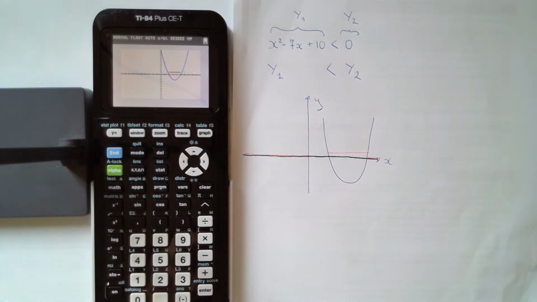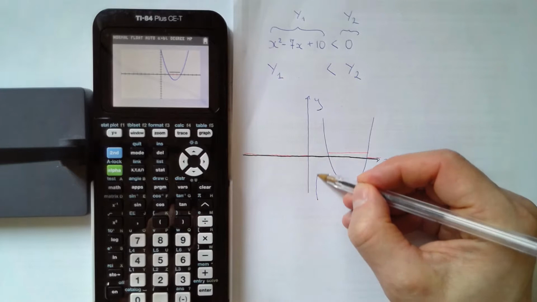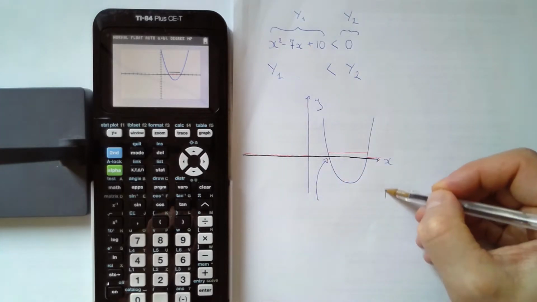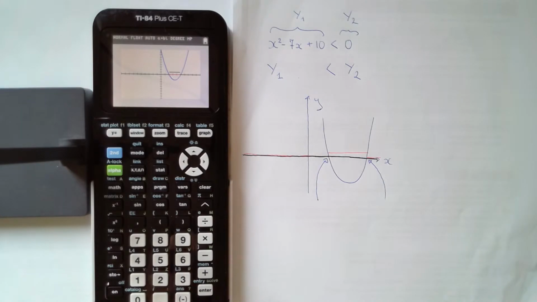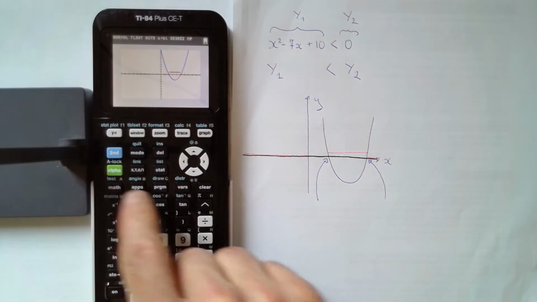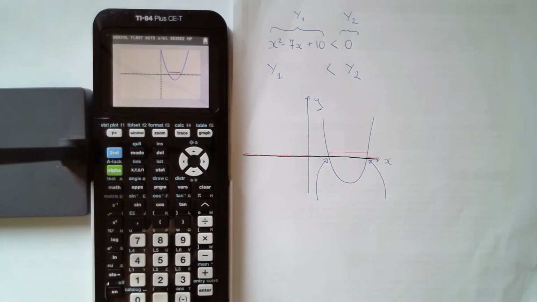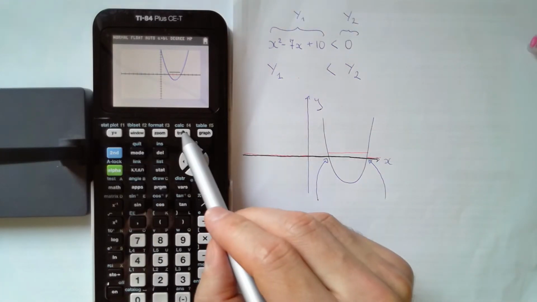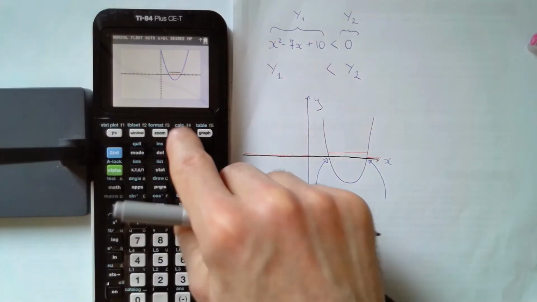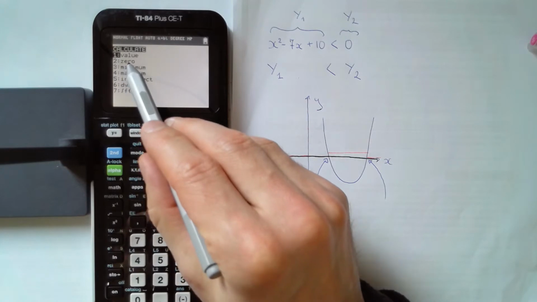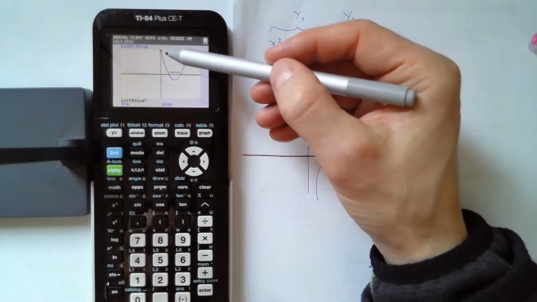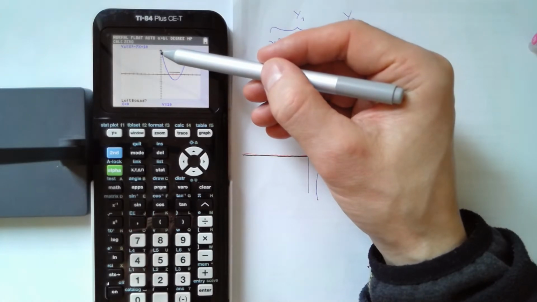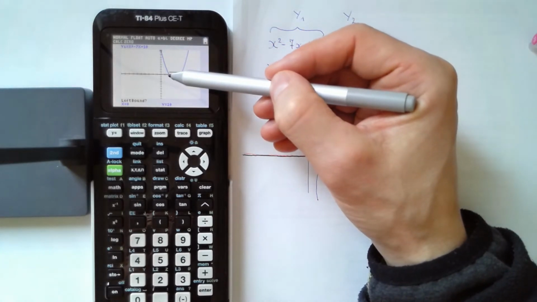Well, what do we need to do now? We need to find the zeros of this function, to be more precise with our intervals. How are we going to do it? We're going to go to second, CALC, and we want to evaluate zeros, so we go to 0. And now we need to set up bounds around this 0 value.